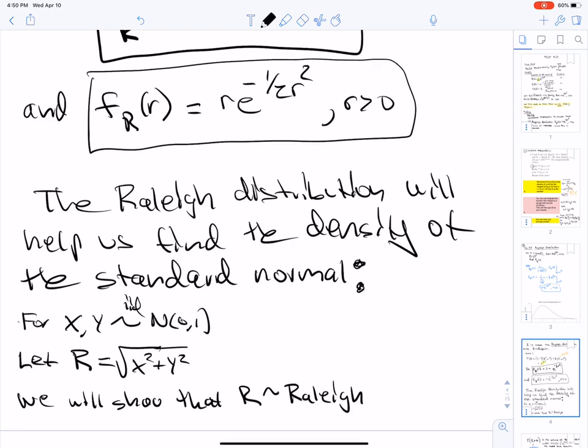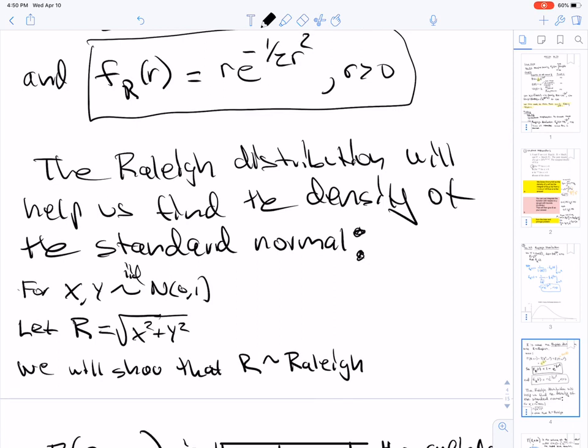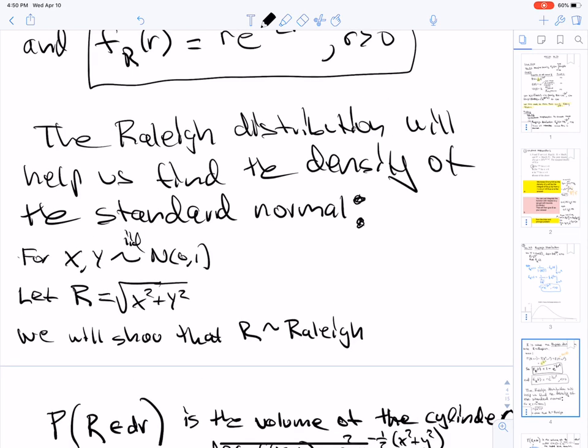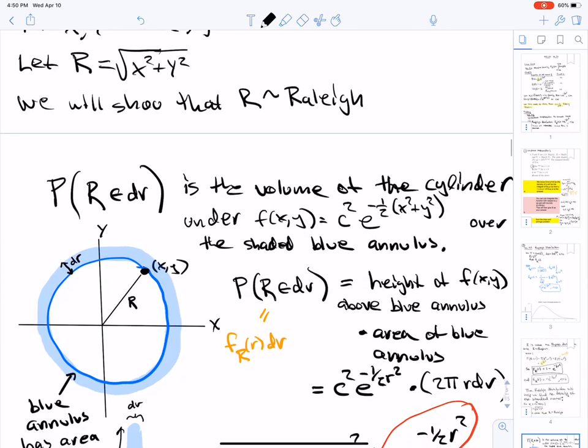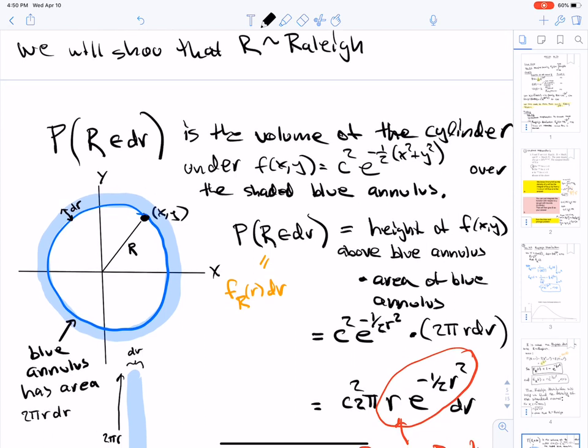To make that connection, let's consider 2 IID standard normals, and let R be the square root of X squared plus Y squared. So if X and Y are the coordinates of the Cartesian plane, then R would be the distance from the origin to the point (x, y). So we're going to show that R is in fact Rayleigh. So the probability that R is in dr, it's the volume of the cylinder under the joint over the shaded blue annulus.